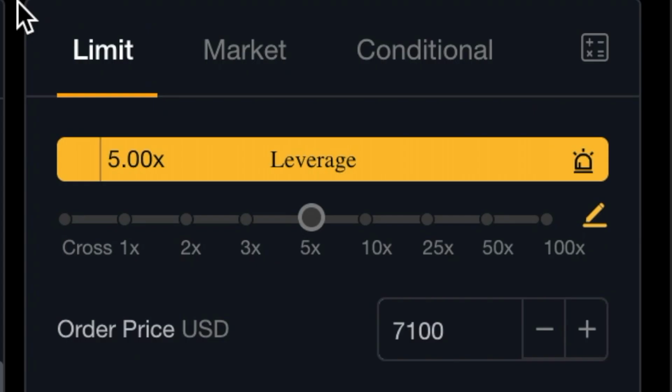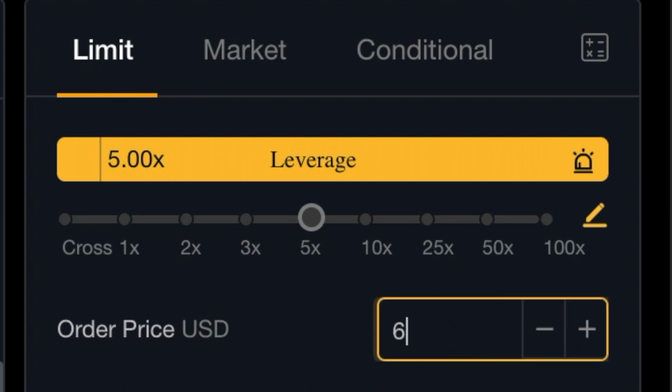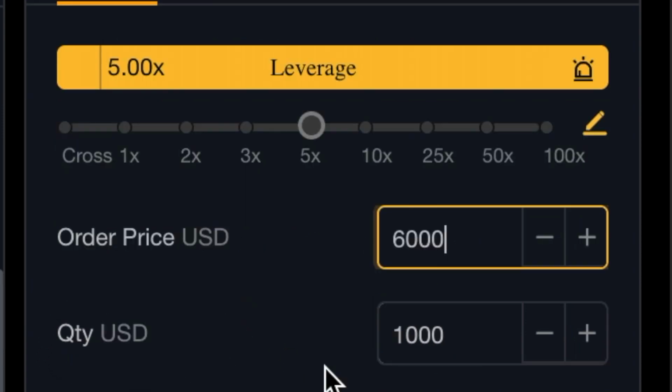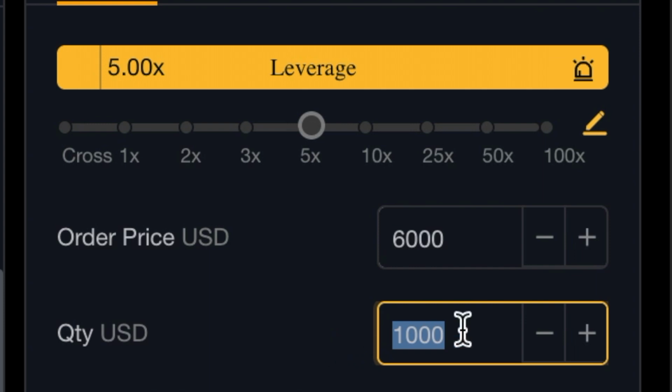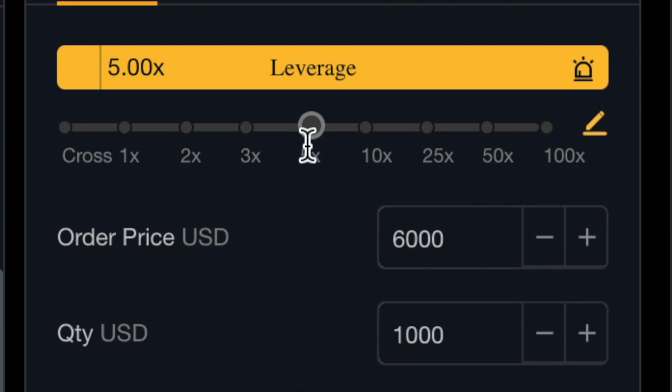So what is a limit order? A limit order is an order that will be executed at the limit price, which you can fill in right here. So let's say we would like to long Bitcoin at approximately 6,000 US dollars. Then we take a quantity of 1,000 contracts, so that's 1,000 US dollars. Then we take a leverage of 5. Here you can switch to 10 if you would like, but let's do 5.